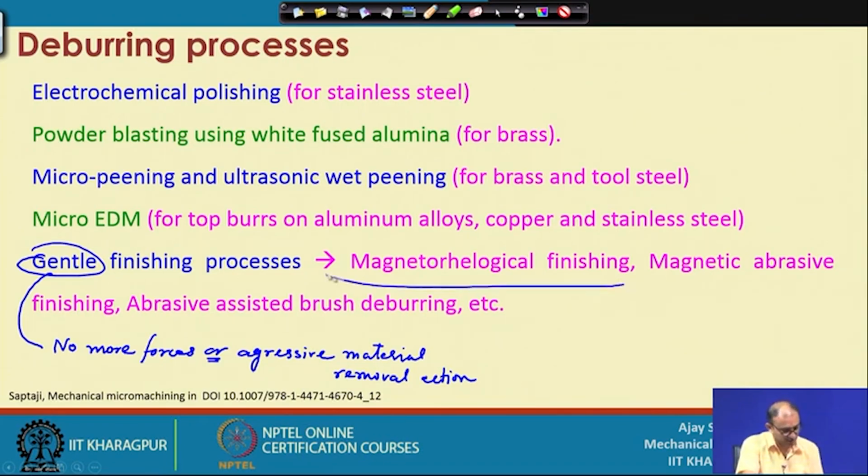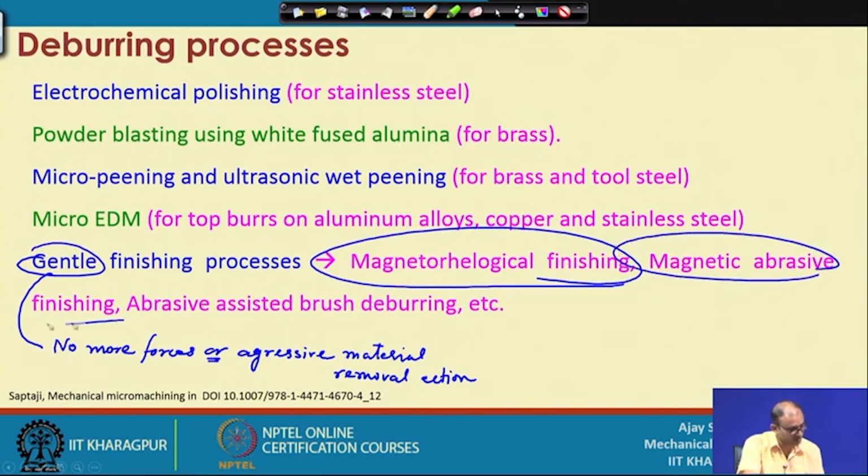Magnetorheological finishing is one of the processes, and magnetic abrasive finishing or deburring is also a process. These are the processes which are successfully used for deburring of a micro component.